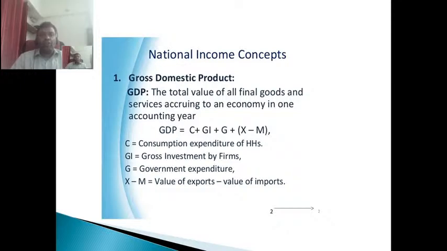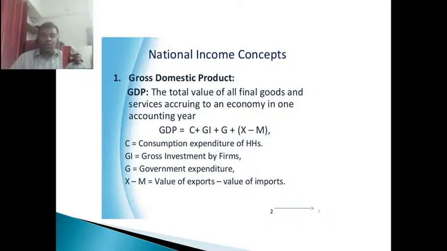The total value of all final goods and services accruing to an economy in one accounting year will come under the heading of GDP. Whatever we are producing, the final market value of the goods, will come under GDP. Irrespective of whether the producer is an Indian or a foreign national, everything comes under GDP if the production is happening within the boundary of India or that particular nation.